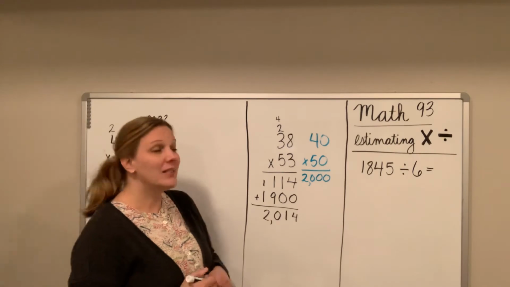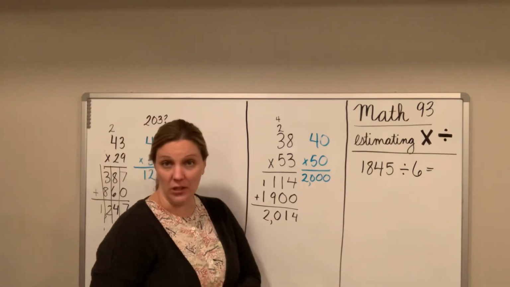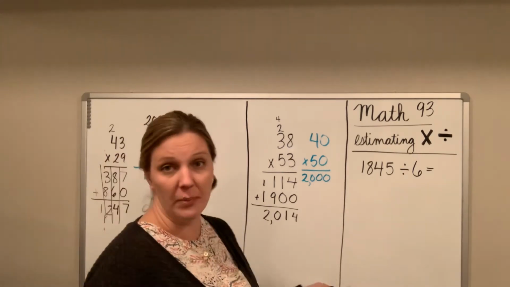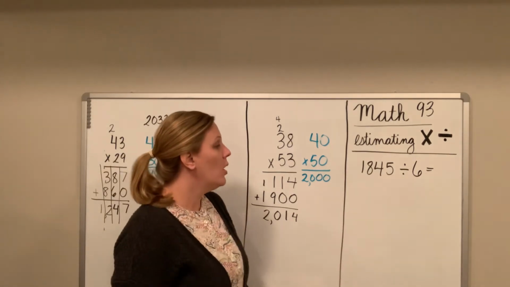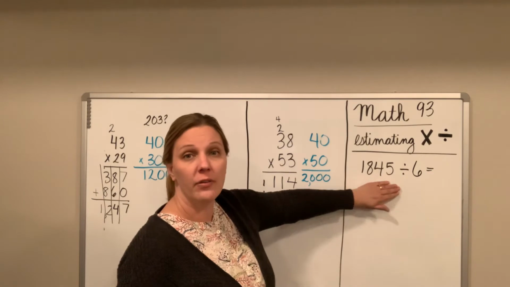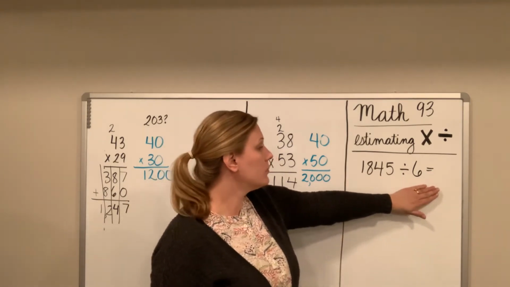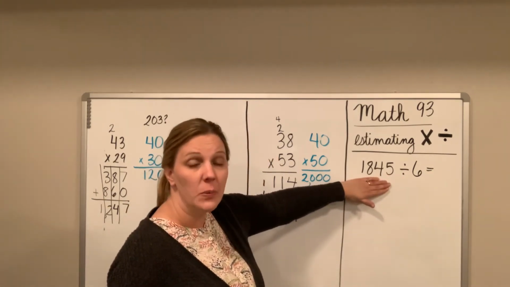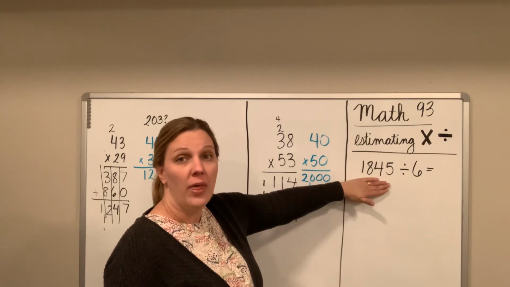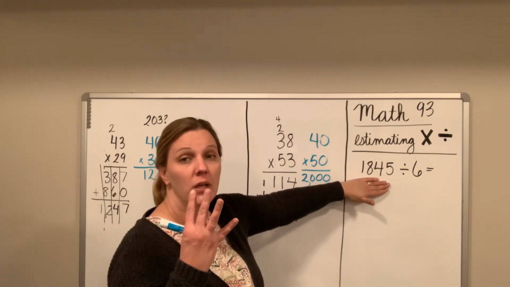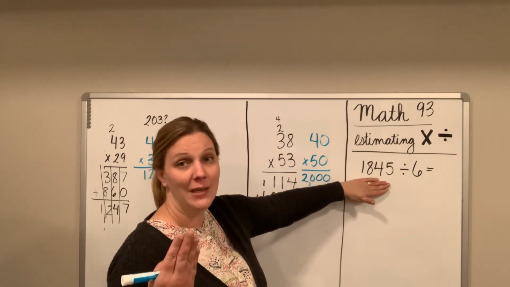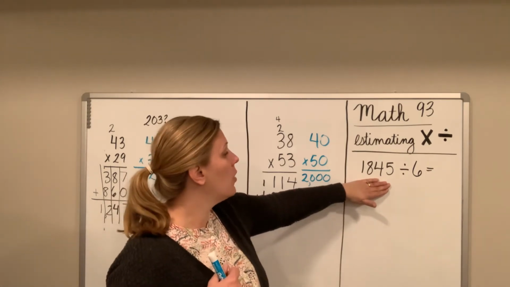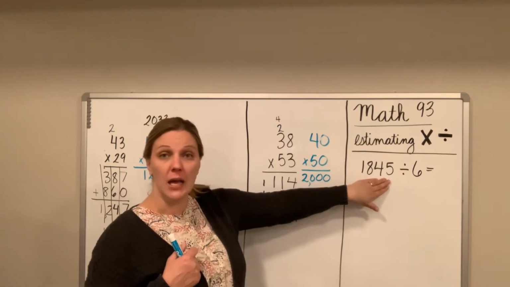Okay, now I would like to demonstrate with division for you, which is very similar to what we've been doing, but of course we're going to divide instead of multiply. So for this problem, we have 1,845 divided by 6. Now I told you oftentimes when we estimate with 4-digit numbers, we're just going to round to the nearest tens or hundreds. So we're going to go ahead and round this to the nearest hundreds.